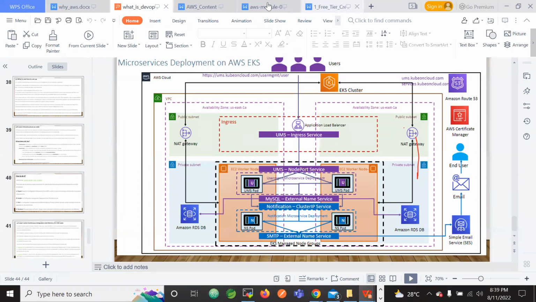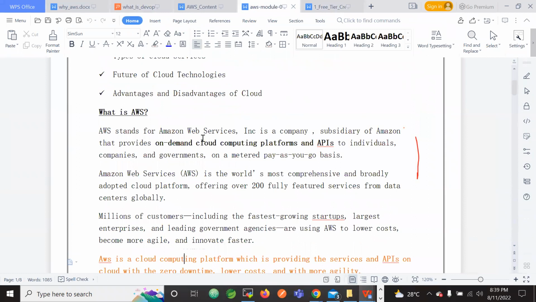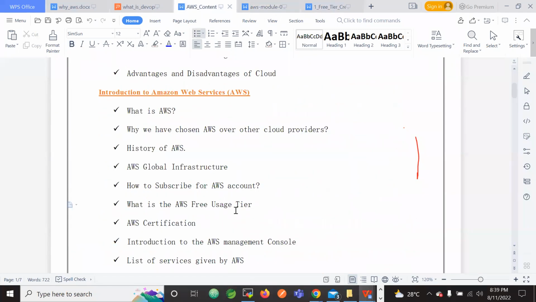However, we will see here how we can create such a free tier account, how to log in, how to subscribe for an AWS account, and what is the free usage tier. This we will discuss. And after that, I will discuss the AWS certifications, how many levels of certifications are available, what certification DevOps guys are eligible for, and what certification very beginner candidates are eligible for. All these things we will discuss in the certification section.